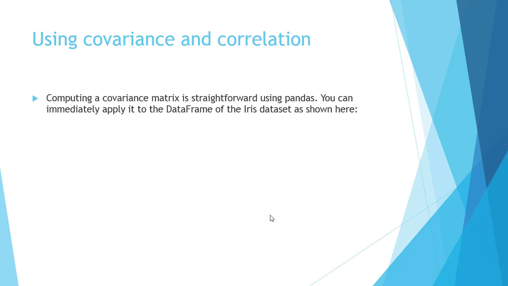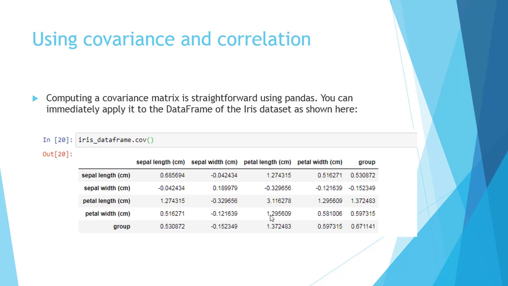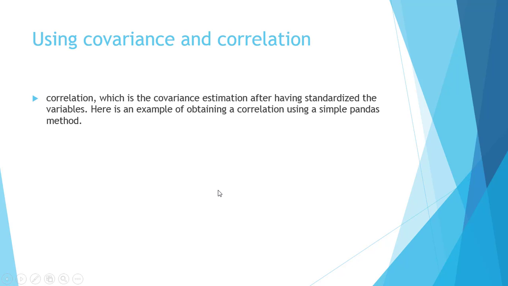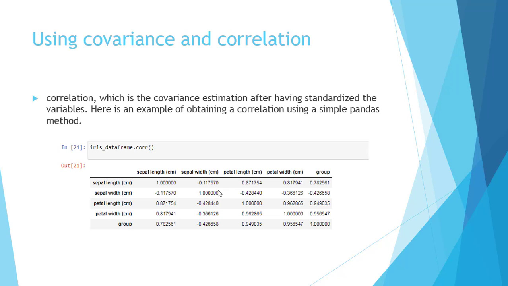Next, computing a covariance matrix is straightforward using pandas. You can immediately apply it to the data frame of the iris data set. For finding the covariance, the .cov function is used, which will indicate the covariance among the data. Next is correlation. Correlation is the covariance estimation after having standardized the variables. Here is an example of obtaining the correlation using a simple pandas method. For that, the .corr method is used.